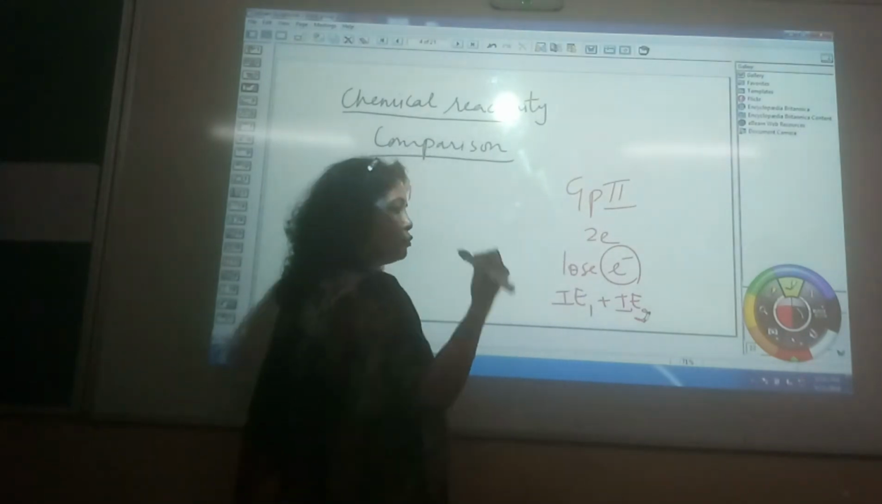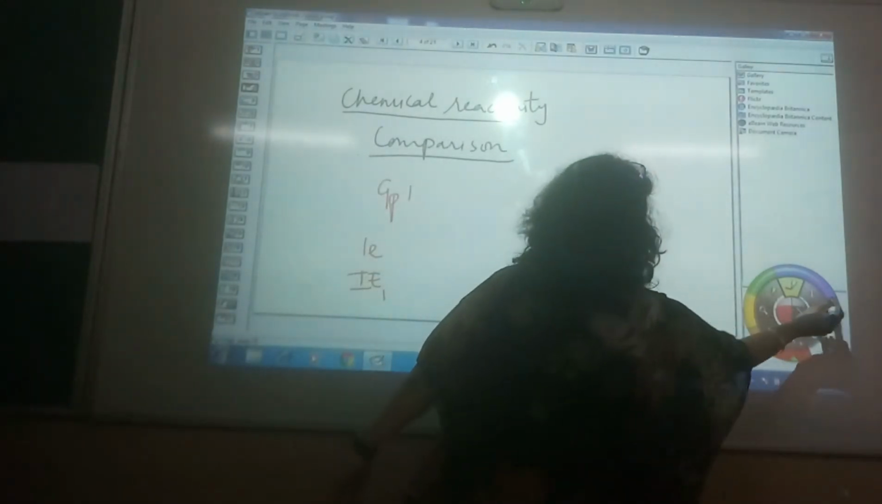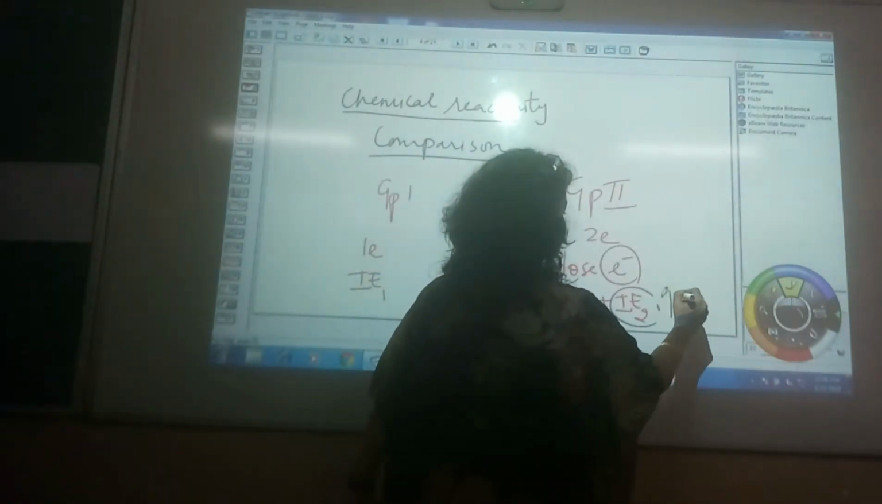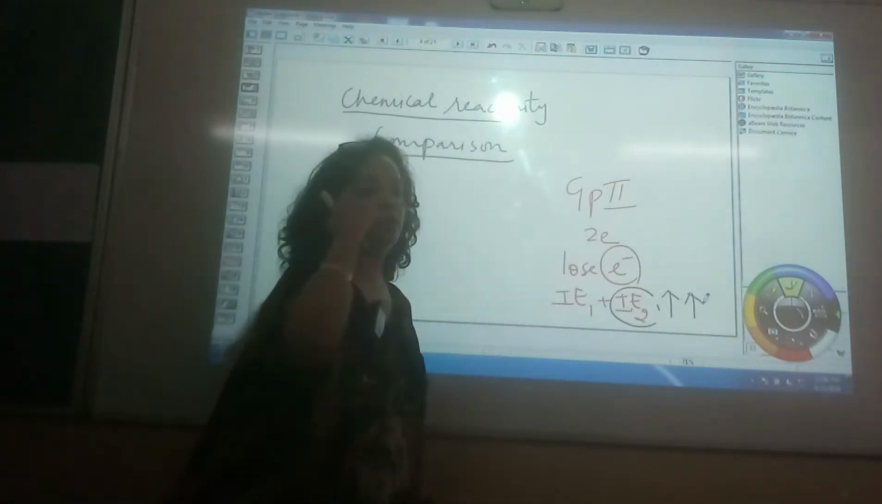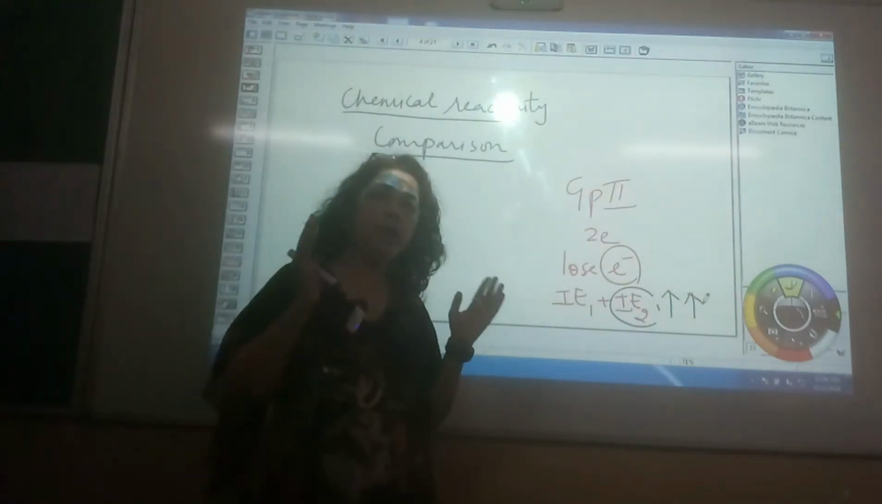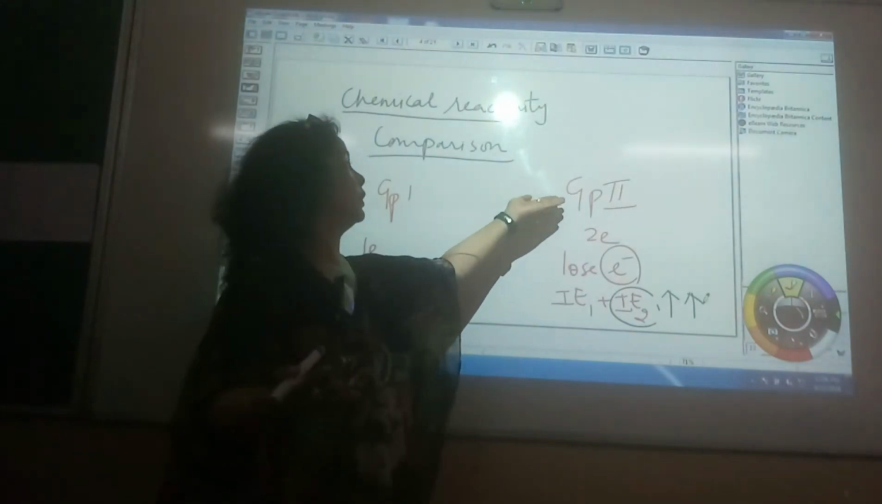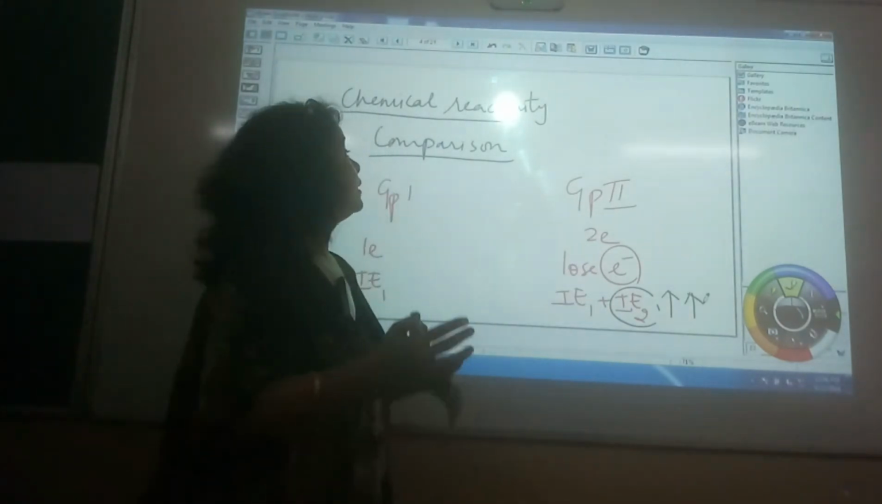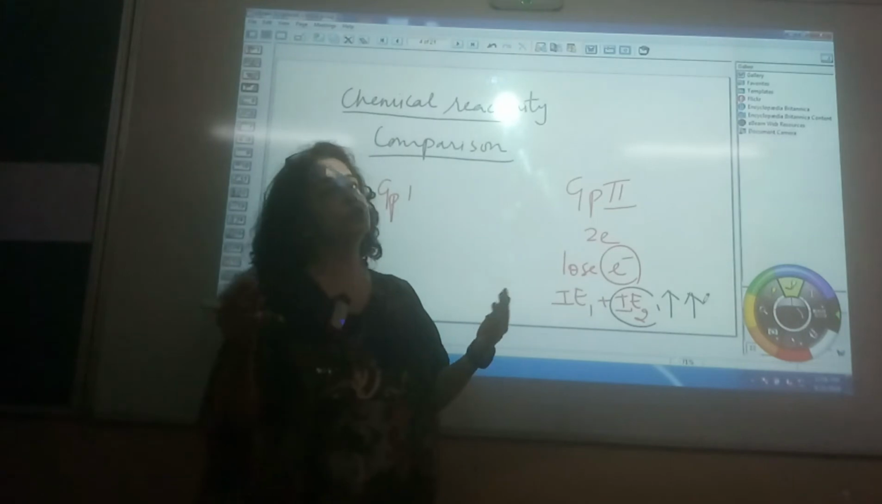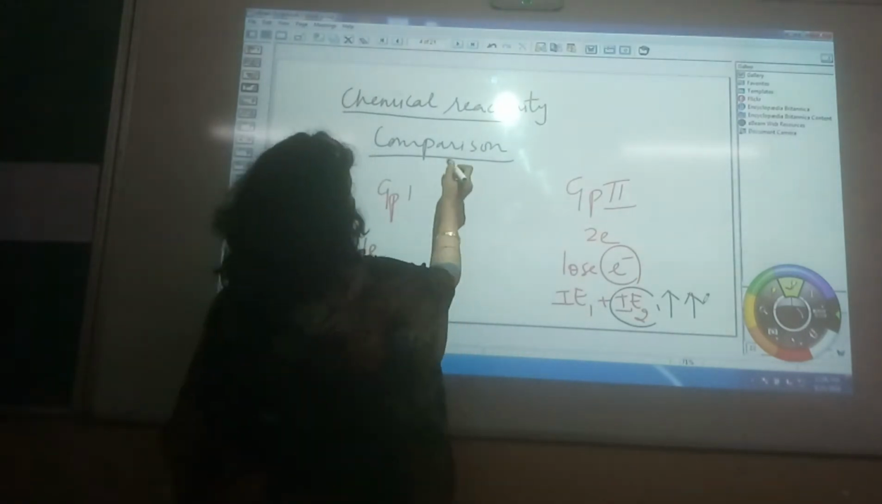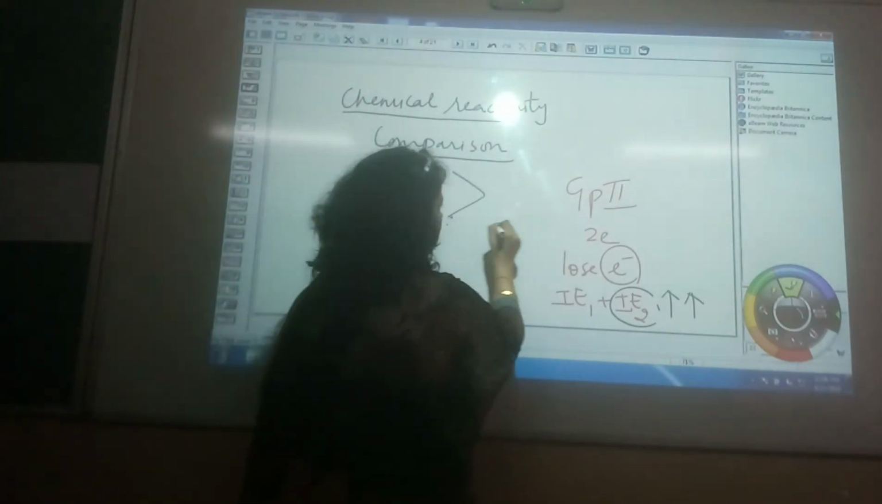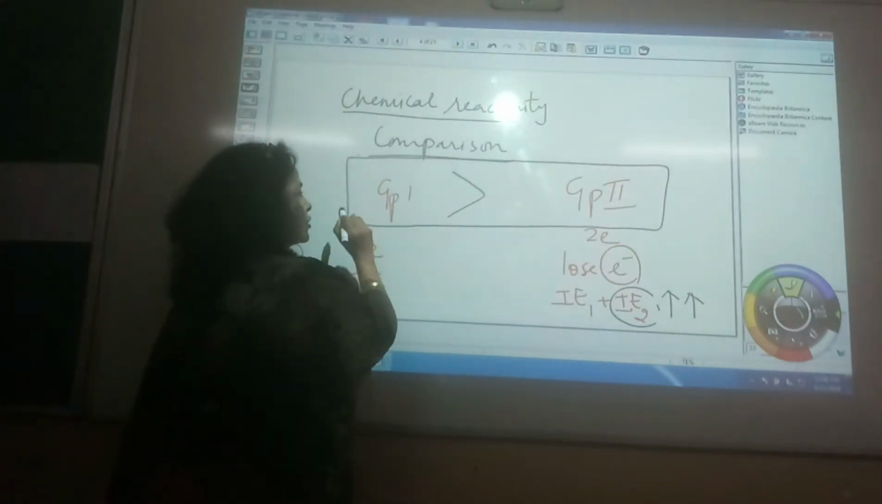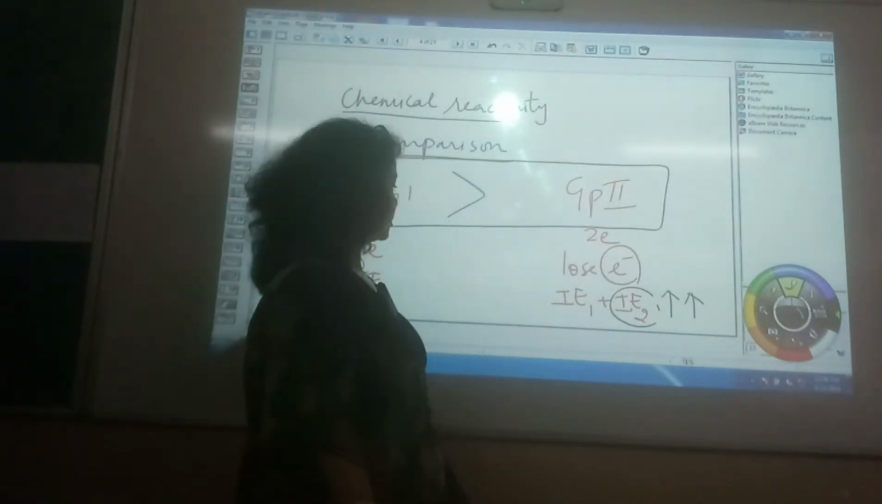You have to pull out 2 electrons, and always, as you very well know, second ionization energy is always higher. So the net value of ionization energy is going to be very high. Since the electron removal from group 2 members is difficult, their compound formation becomes difficult, so their reactivity becomes less. Hence, if you compare the reactivity, group 1 members are more reactive than group 2 members.